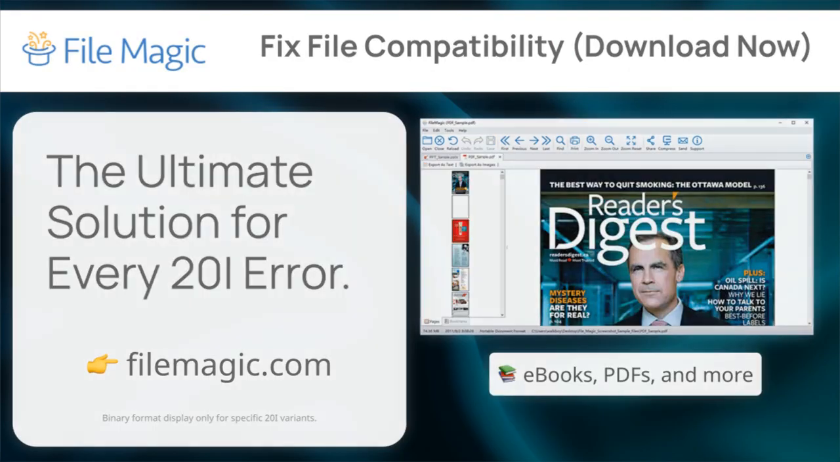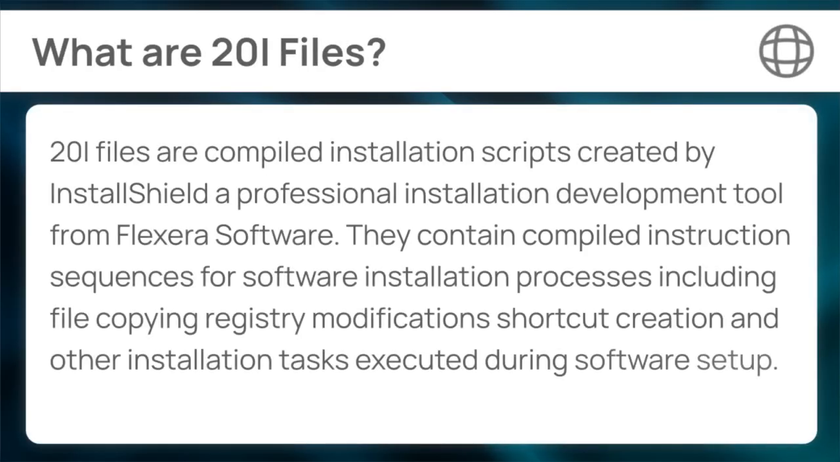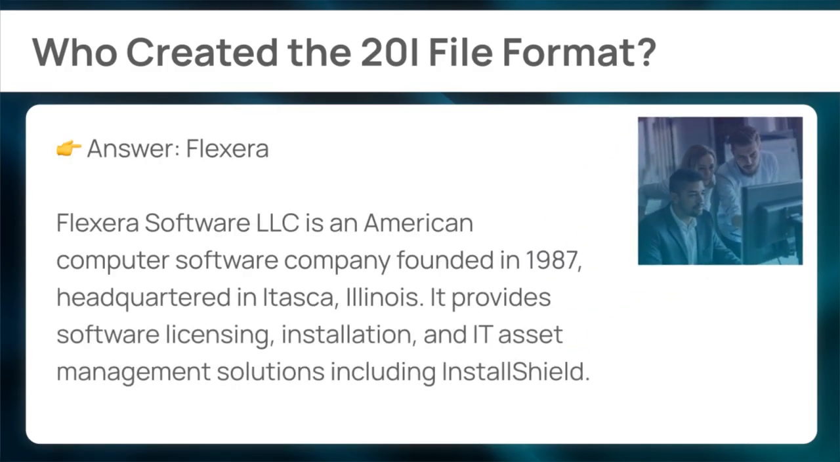2.0i files are compiled installation scripts created by InstallShield, a professional installation development tool from Flexera Software. They contain compiled instruction sequences for software installation processes, including file copying, registry modifications, shortcut creation, and other installation tasks executed during software setup.